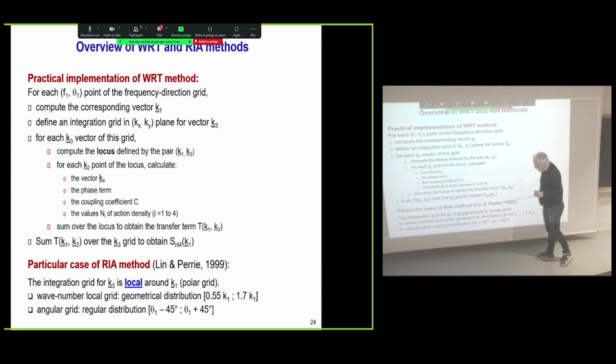And in 1999, Lin and Perrie proposed a reduced method based on this, called the reduced interaction approximation, where they restrict the integration over K3 locally around K1. For that, they define a grid of limited extent, in terms of wave number ranging from 0.5 K1 to 1.7 K1 in terms of magnitude, and an angular sector from minus 45 degrees to plus 45 degrees with respect to the direction of K1. So it's a local integration, so it reduces the computational effort, but also it reduces the accuracy.